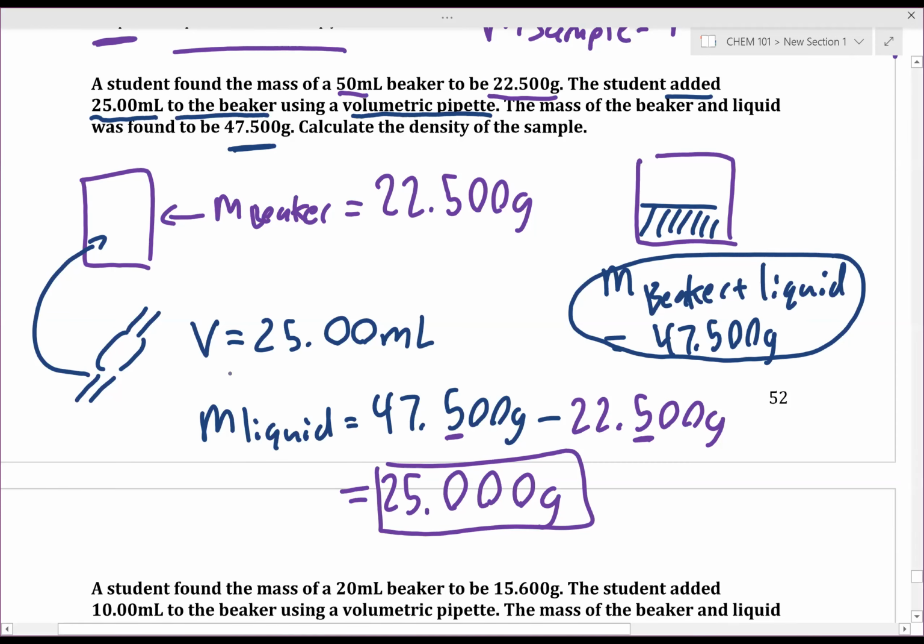Okay, we have the mass, we have the volume. Do we have everything we need to calculate density? Yes, so if density is mass over volume, we have 25.000, and then what's our volume?